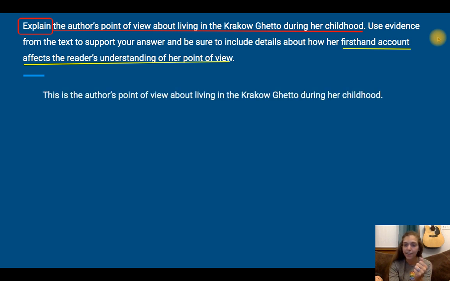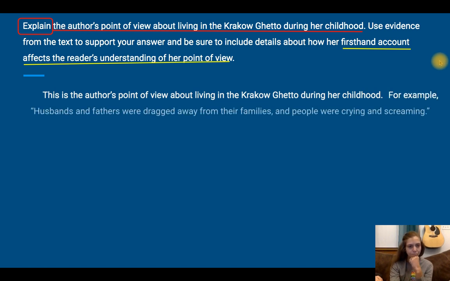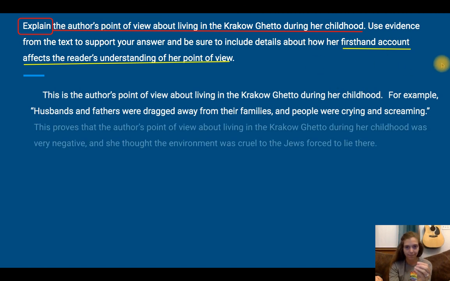So, my restate and gist. This is, because it's an explain question word, this is the author's point of view about living in the Krakow ghetto during her childhood. I used my words, I restated, I gave a gist. For example, there's my transition word for my evidence. Husbands and fathers were dragged away from their families and people were crying and screaming. There's my evidence. It came straight from the text. It supports the author's point of view, and I'm going to tell you how in a minute.